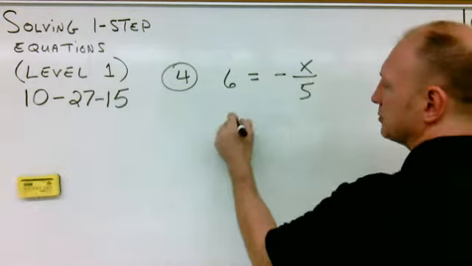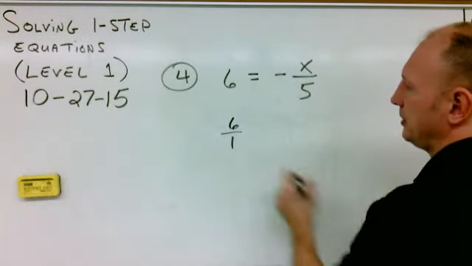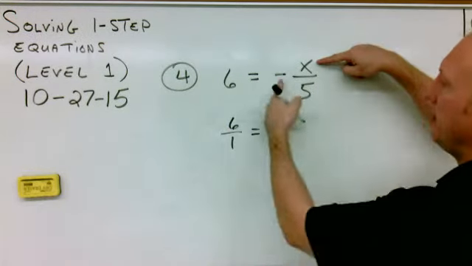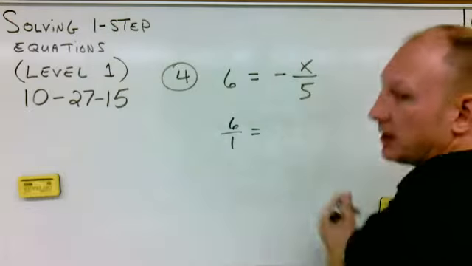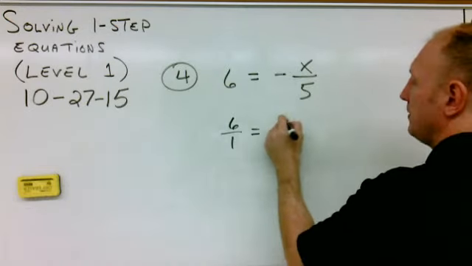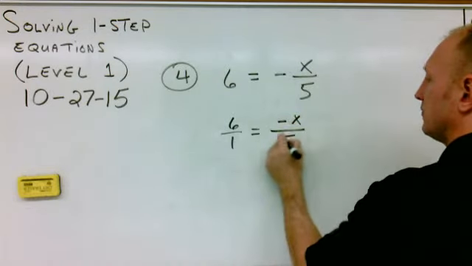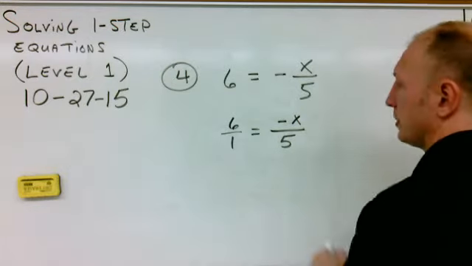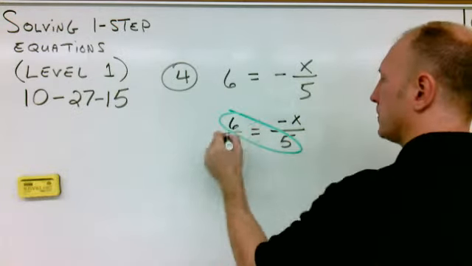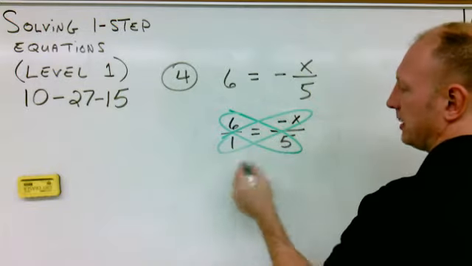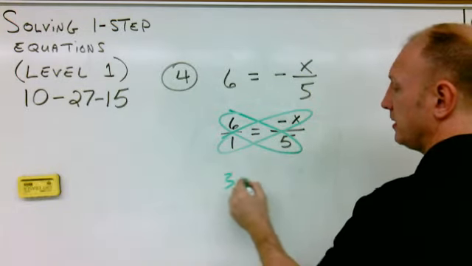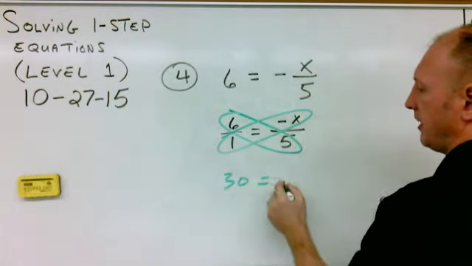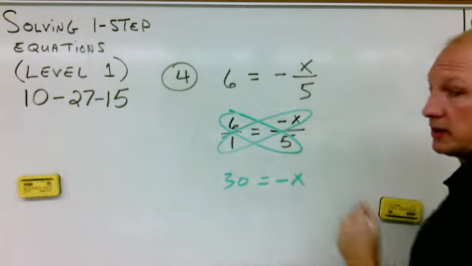I'm going to rewrite this with a 1 under it, which I'm allowed to do. I'm going to put my variable and my negative, whenever I have them, in the numerator. So I really have negative x over 5. Now I get a nice proportion. I could cross multiply. So I cross multiply. 5 times 6 is 30, equals 1 times negative x is negative 1x, or negative x.